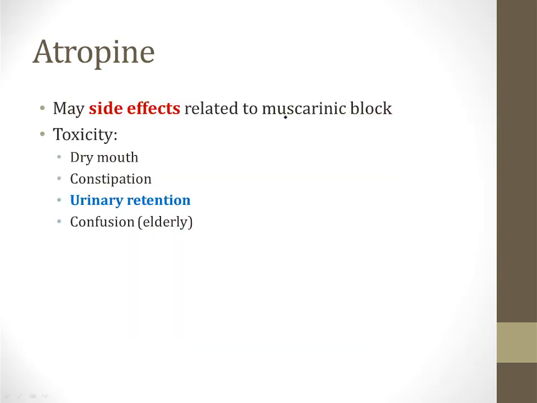Atropine has many side effects related to muscarinic block. I talk about these in detail in the neurology videos on the autonomic nervous system, but some of the important ones are that patients can develop a dry mouth. They can also develop constipation. Urinary retention is a major problem, especially in men who may have benign prostatic hypertrophy and have difficulty urinating at baseline. The atropine can make that much worse. And then finally, in the elderly, this can lead to confusion.